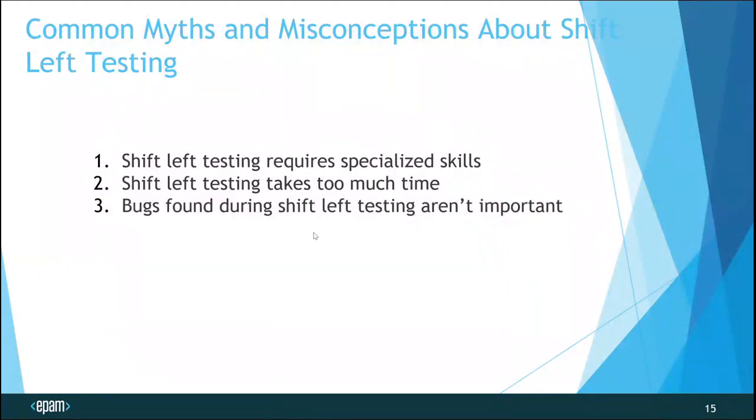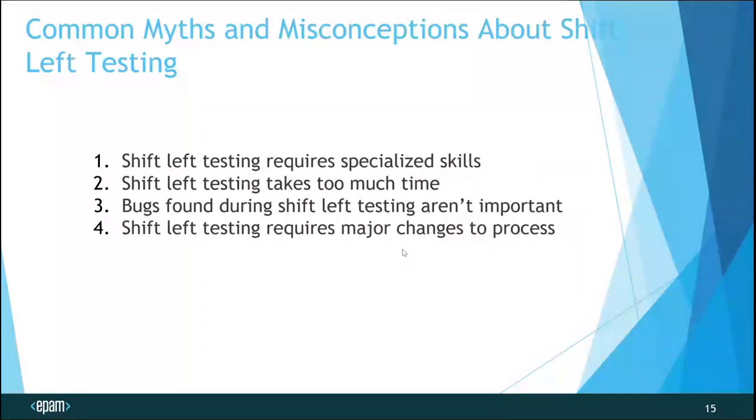Bugs found during shift-left testing aren't important. It's a very silly point, but sometimes I heard it also. But all bugs matter when it comes to software quality and when it comes to our customer on the production. It means that shift-left testing aims to detect bugs as early as possible, regardless of their severity. Yes, minor issues detected earlier on would point to bigger problems that emerge later. And the best way is to address such problems and all bugs, no matter how small they seem to be.